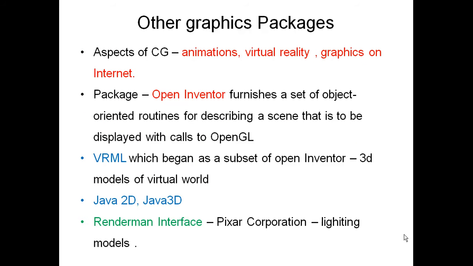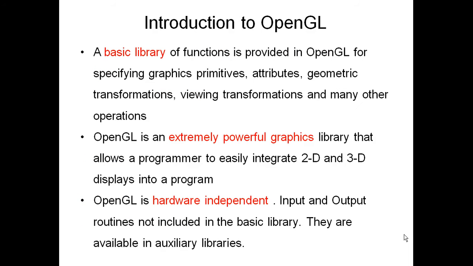Other graphics packages. Aspects of computer graphics are used in animations, virtual reality, and graphics on the internet. One package is Open Inventor, which furnishes a set of object-oriented routines for describing a scene that is to be displayed with calls to OpenGL. VRML, which behaves as a subset of Open Inventor, is used for 3D models of virtual worlds. Java 2D and Java 3D are also used as other graphics packages.